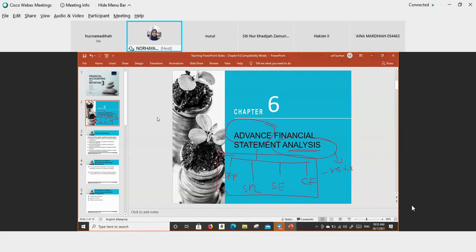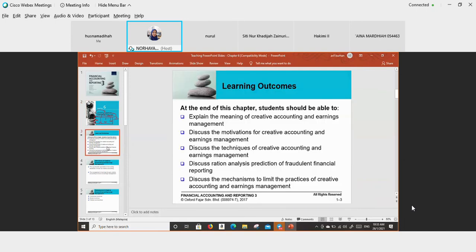Okay, not only ratio is used to analyze your financial statement, but ratio can also be used to detect the earnings management. Ini yang nak belajar ni. You nak tahu, you are expected.